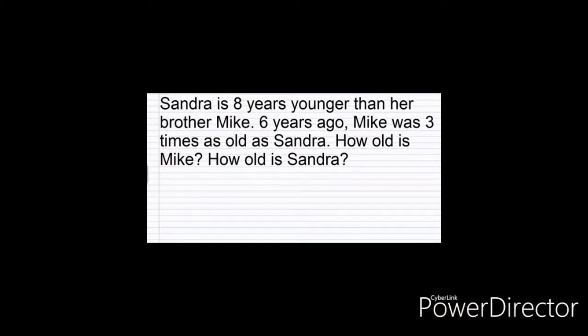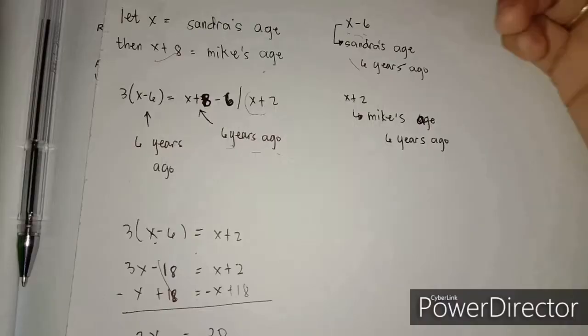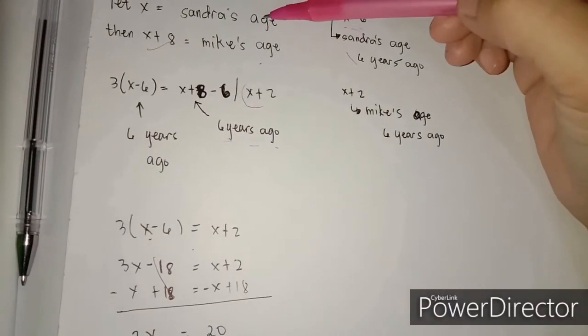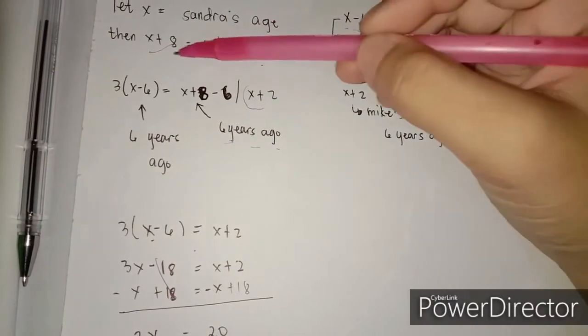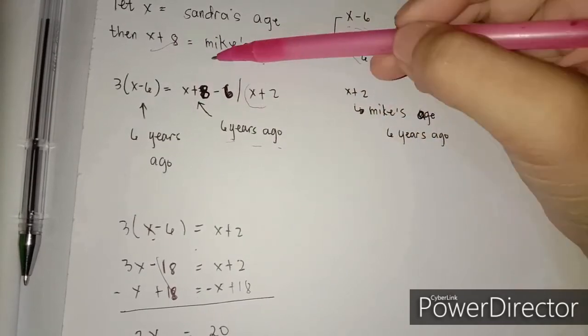Sandra is 8 years younger than her brother Mike. 6 years ago, Mike was 3 times as old as Sandra. How old is Mike and how old is Sandra? So, here is our solution. Let x be Sandra's age and x plus 8 will be Mike's age.